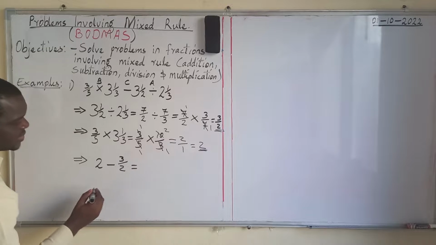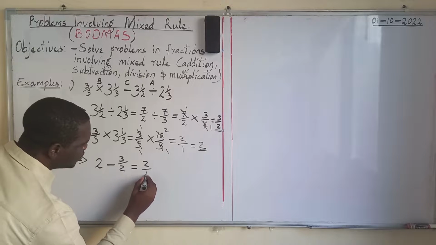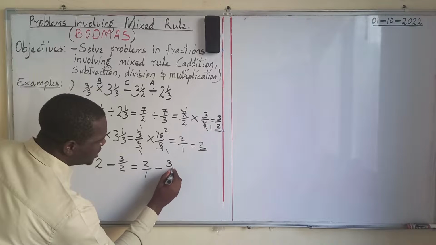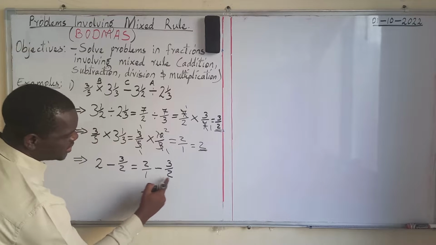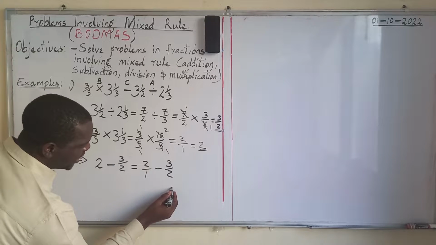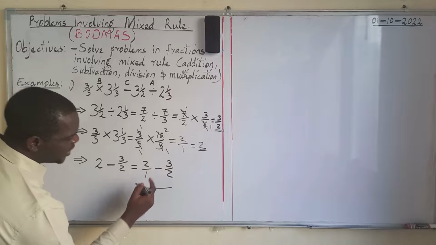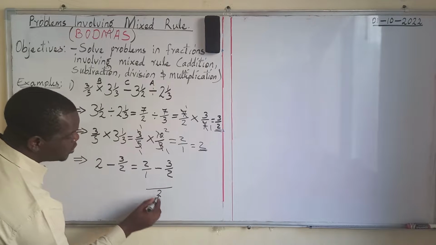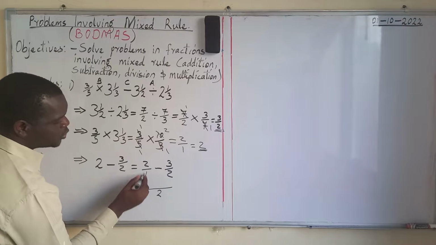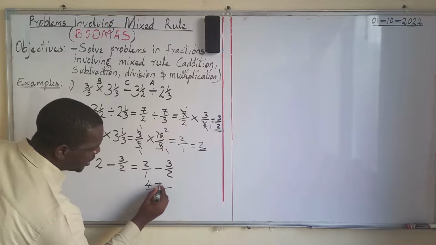And this is the same as, you can change this to a fraction, and also this remains a fraction. The denominators are different, so we find LCM. And the LCM of 1 and 2 is 2. 2 divided by 1 is 2. 2 times 2 is 4. Bring down your minus sign.